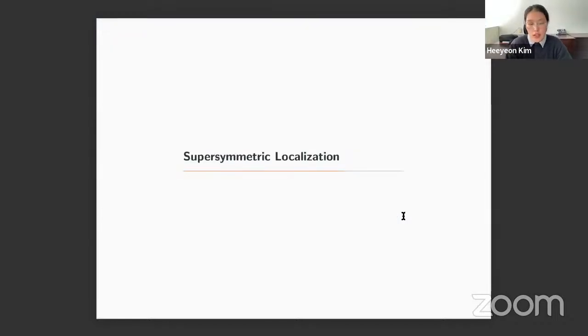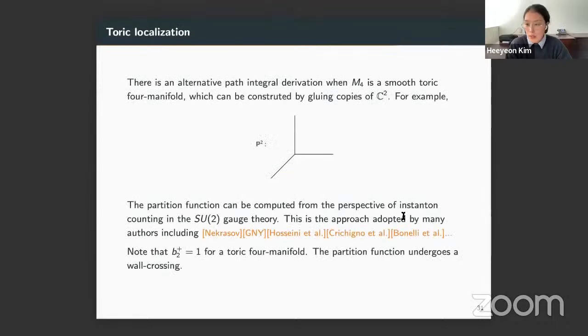Let me move on to some other point of view of this computation. As I mentioned in the beginning of the talk, there is an alternative path integral derivation when M4 admits a toric action. So for example, P2 is the simplest example of a toric four-manifold. In this case, the partition function can be computed from the perspective of the instanton counting of the SU(2) gauge theory, which is in fact the approach adopted by many authors, including all these papers that I mentioned.